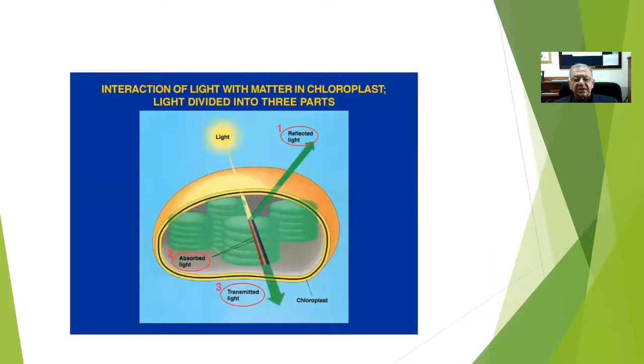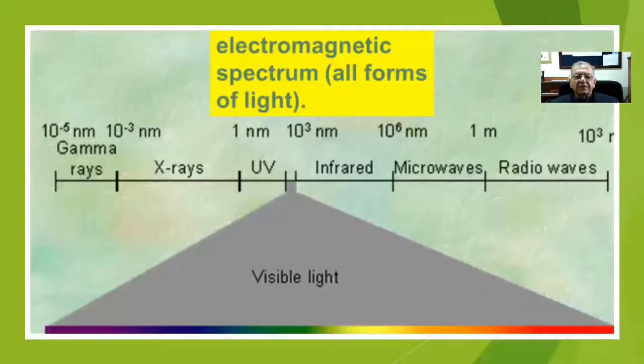Here is the structure of the chloroplast. You are very much familiar with the structure of the chloroplast, and you know that it has two membranes, and inside the membranes you have the granum, and the rest is stroma. And he has shown that some of the light is absorbed, some of it is reflected, and some of it is transmitted. So this is what happens when light falls on the chloroplast.